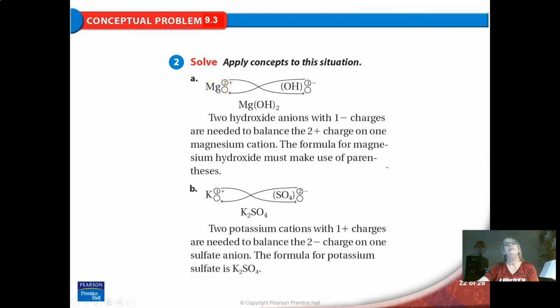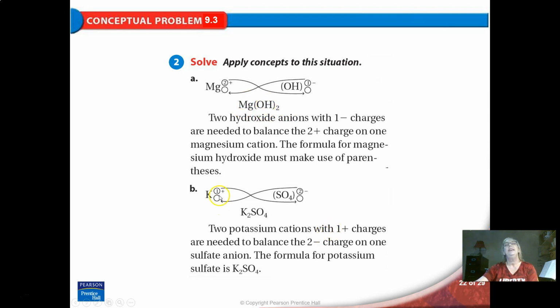Magnesium is a +2 ion. Hydroxide is a polyatomic. It has a -1 charge. So if I crisscross these numbers, I'm going to have a 2 over there and a 1 over there, and I'm going to get magnesium hydroxide. So +2, -2, that balances out.